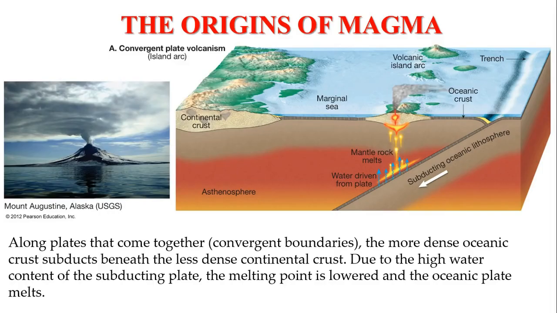At convergent boundaries, you're going to basically be looking at the more dense oceanic plates subducting beneath this. Due to the high water content, you're going to be releasing water into the surrounding rock, and you're going to generate magma through the process of wet melting, so through the addition of volatiles.